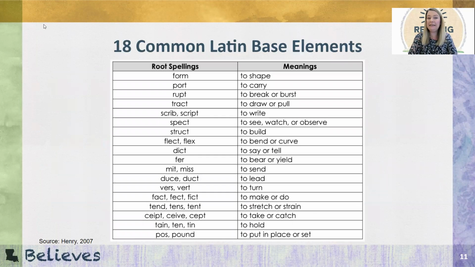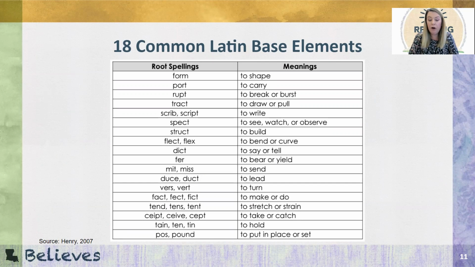So these are 18 common Latin base elements. And you have your root spellings on one side and you have your meanings on the other. And as a teacher, it's important for you to understand what the common ones are. But as students start to dive into them, they may need a little cheat sheet like this, so that when they're breaking these down, in the next session, we'll talk about a very common activity called word matrices.